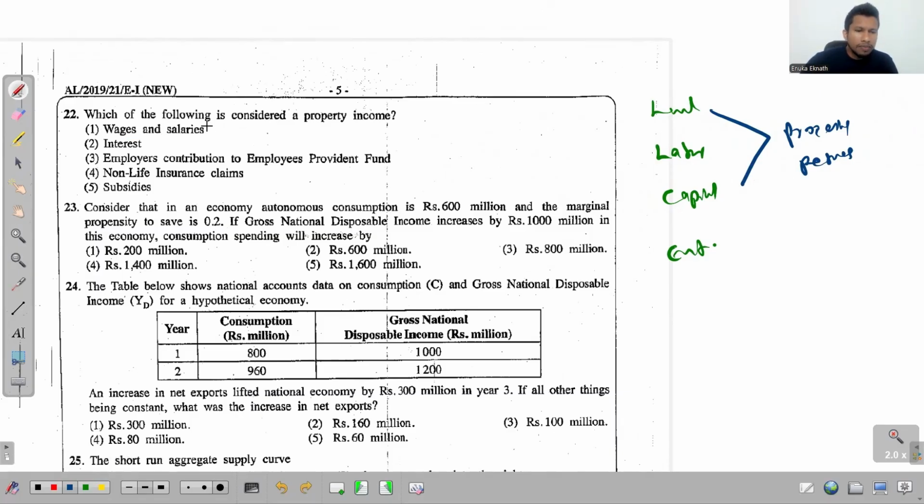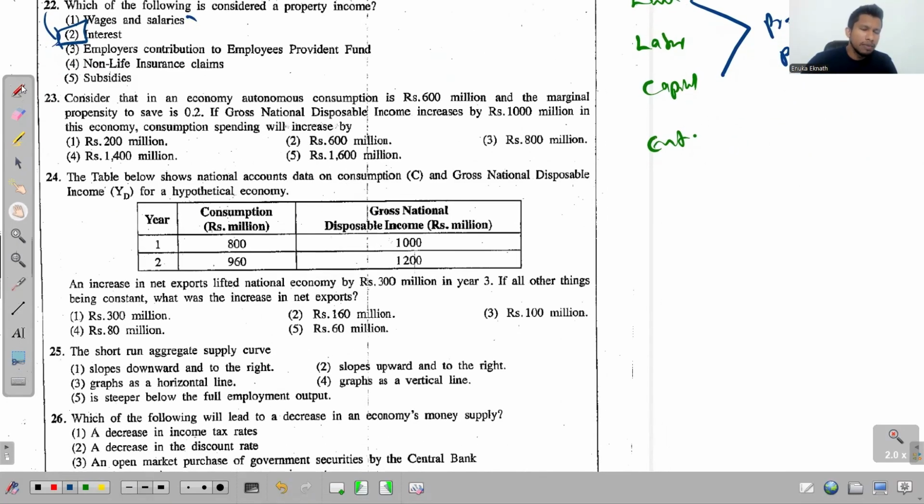Wages and salaries, no. Interest, yes. So the answer is the second one. Very simple. Right. Question 23.